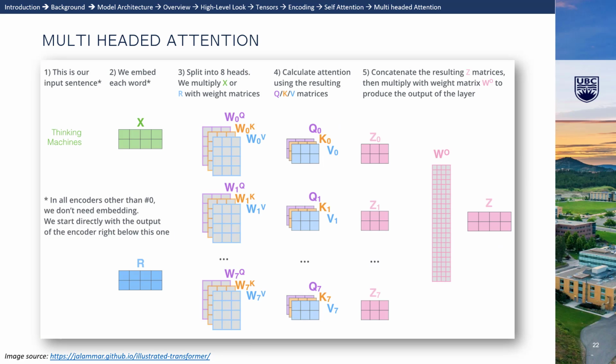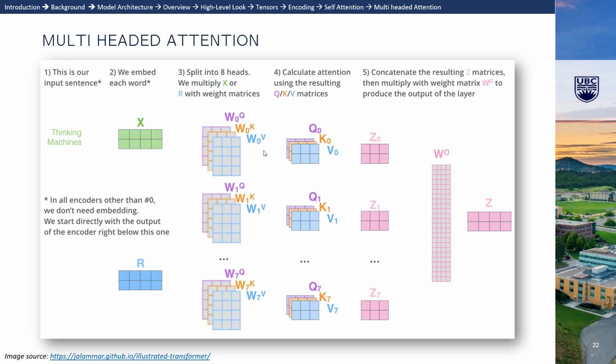As we have seen in the previous slide, multi-headed self-attention deals with quite a handful of matrices. So I have prepared this neat visualization for summarizing all the steps. In the first step of encoder 0, we embed each word from the input sentence. Let's call it X. Please bear in mind that in all encoders other than number 0, the first encoder, we do not need the embedding. For encoder number 1 to encoder number 7, we can directly use the output of the preceding encoder as this encoder's input. After the first step, we multiply X with 3 weight matrices, which are WQ, WK, and WV.